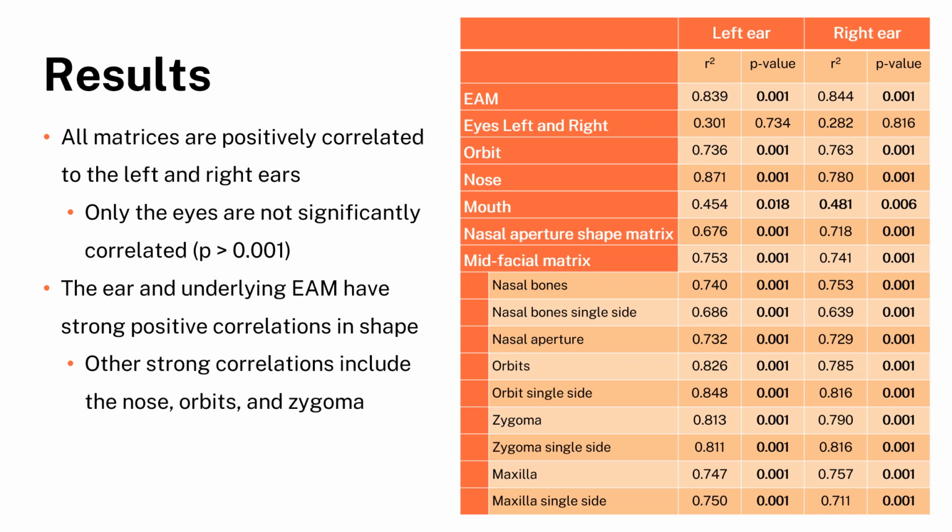The strongest correlations were found between the shape of the left and right ears and their corresponding EAM, the external nose, orbits, and in the midfacial matrix, the isolated orbits and zygoma. The eyes and mouth shape have the weakest correlations to the ear, making the nose the only soft tissue facial feature with a strong correlation.